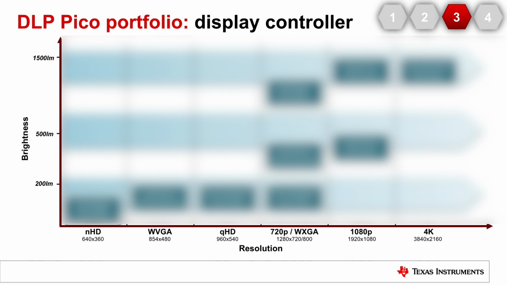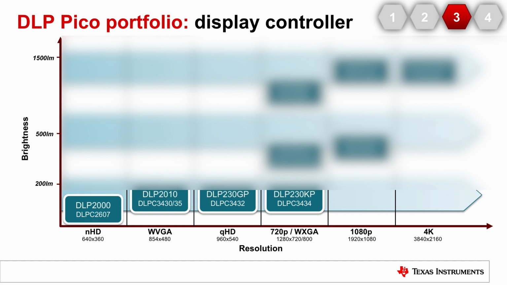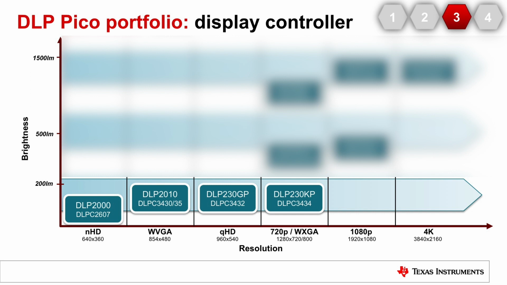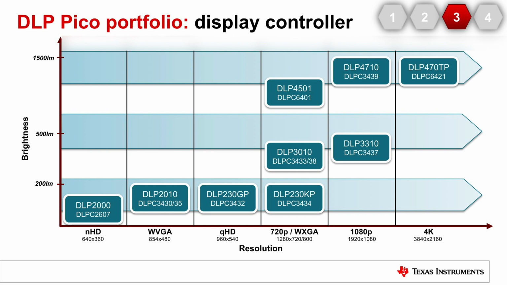Now, we have products that are in different categories of brightness. What you will find first is you have sub 200 lumen products, and that range between NHD and wide XGA or 720p. And then we have products that can get up to 500 lumens, and these are for 720p and 1080p. And then finally, up to 1500 lumens, we also have products covering a range between wide XGA, 1080p, and 4K.